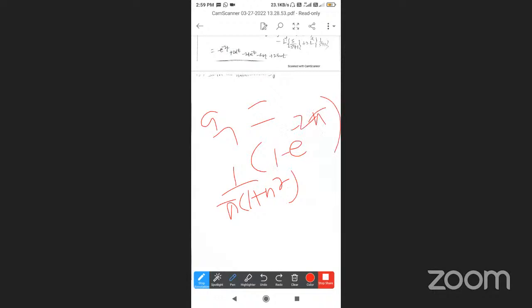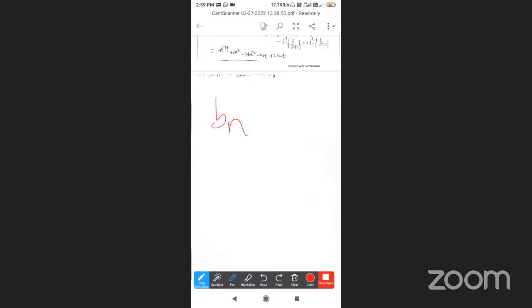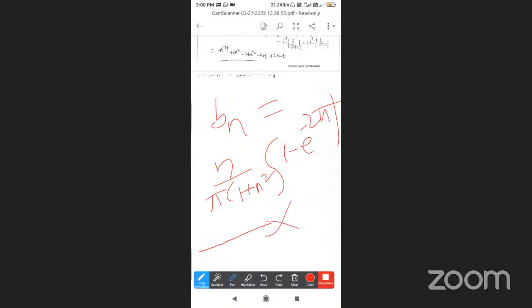Similarly, we can find bn by applying the sin formula. So what is bn? We got the result: n by pi into 1 plus n square, into 1 minus e power of minus 2 pi. This is from the Fourier series formula.